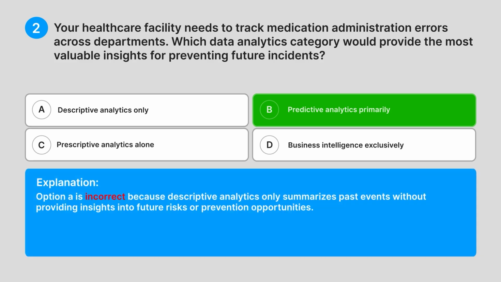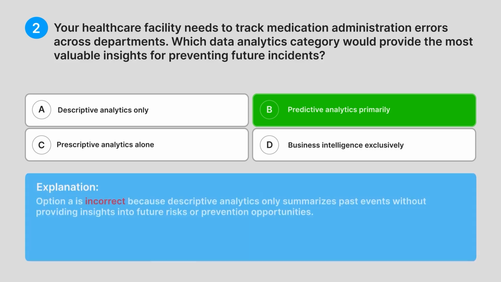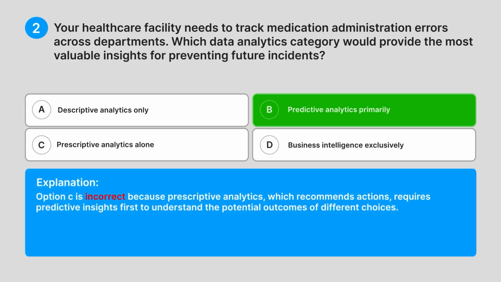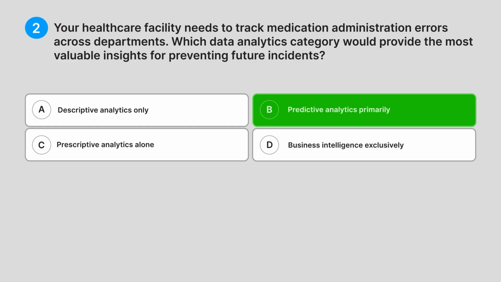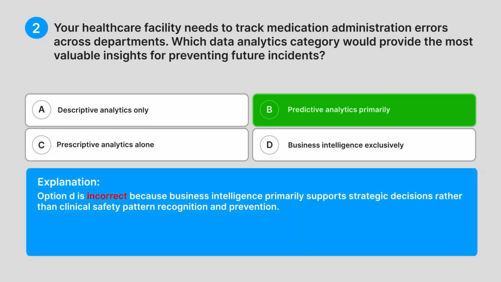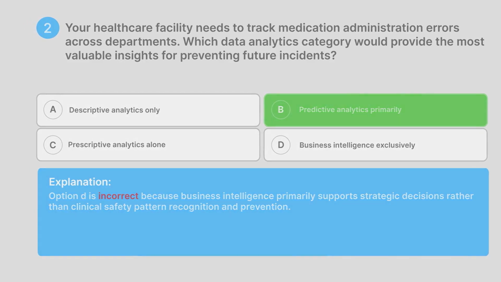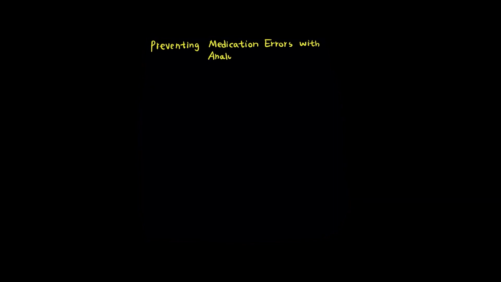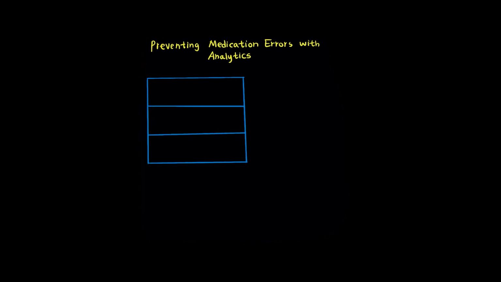Option A is incorrect because descriptive analytics only summarizes past events without providing insights into future risks or prevention opportunities. Option C is incorrect because prescriptive analytics, which recommends actions, requires predictive insights first to understand the potential outcomes of different choices. Option D is incorrect because business intelligence primarily supports strategic decisions rather than clinical safety pattern recognition and prevention.